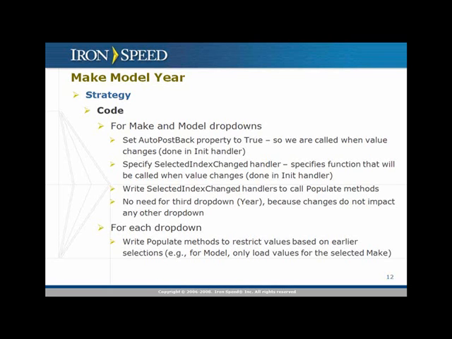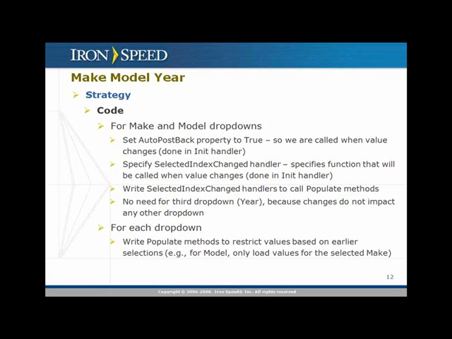And the reason why we don't need to do that is because when you change the year, there is no additional work that we need to do on the page. That is the last step that the user needs to do in selecting a particular vehicle, and so there is no need for doing an auto postback. That's the first part of the code strategy.